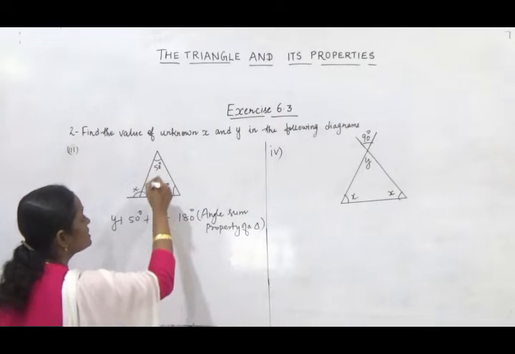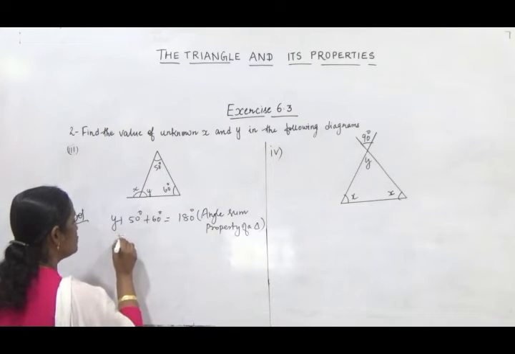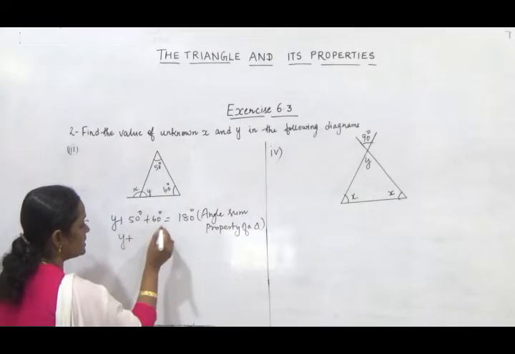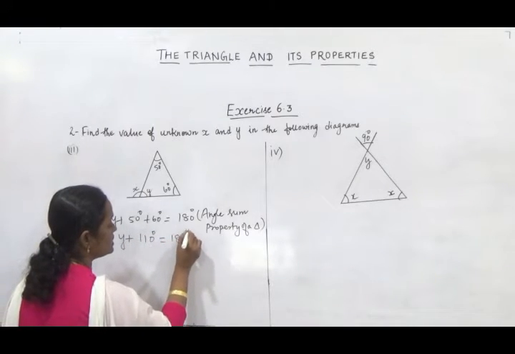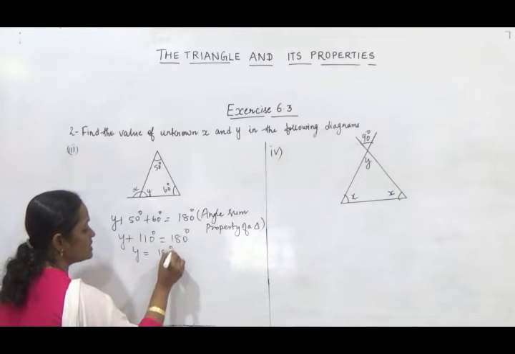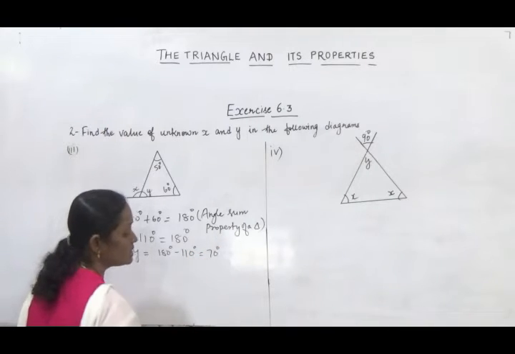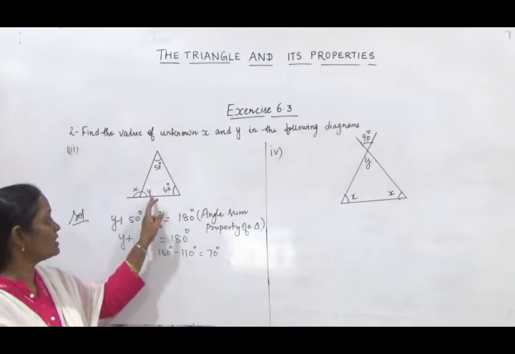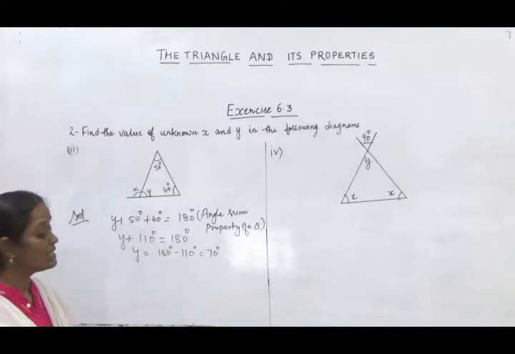we can write the sum of these three angles is equal to 180 degree. So here y plus 50 plus 60 is 110 degree is equal to 180 degree. So y will be equal to 180 degree minus 110 degree, that is 70 degree. So the value of y is 70 degree. Now the measure of angle y is 70 degree.